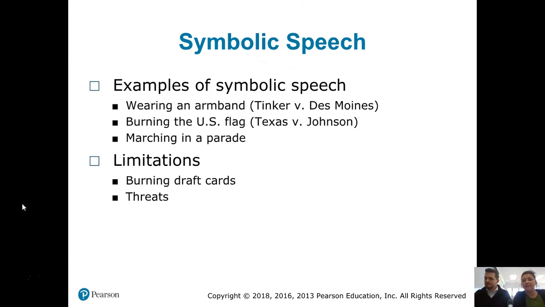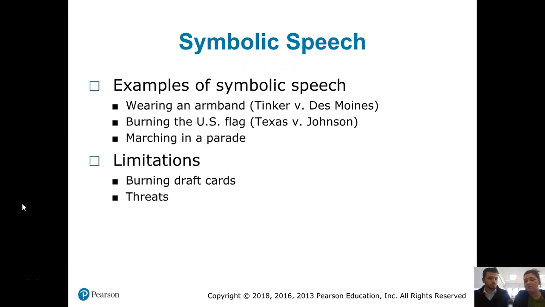Examples of symbolic speech. First is a case titled Tinker versus Des Moines. These were a couple of high school students in the 1960s during the Vietnam War. They are siblings. They wear black armbands to school to silently protest our involvement in the Vietnam War. They were suspended for doing so. They end up suing the school district, and the Supreme Court says it is a silent form of protest. It was not really affecting the activities in the school day, and the students were okay to wear those armbands. It's considered symbolic speech.